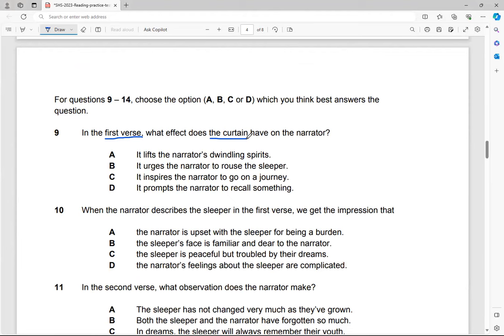Before we go back to the text, we're going to look at the list of potential answers as well, just so that we have an idea of what we're looking for. So the answer could be A, it lifts the narrator's dwindling spirits. B, it urges the narrator to rouse the sleeper. C, it inspires the narrator to go on a journey. Or D, it prompts the narrator to recall something.